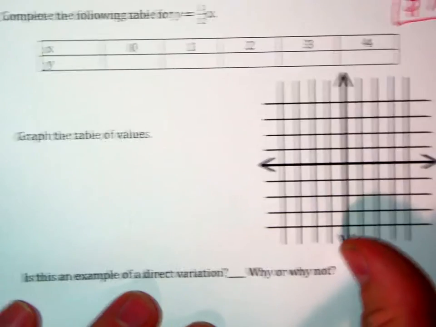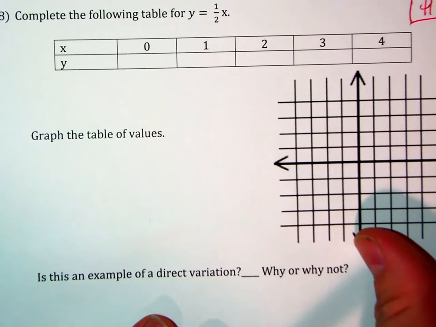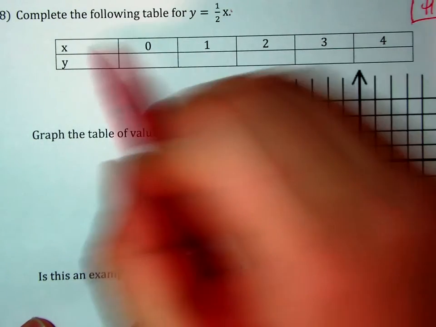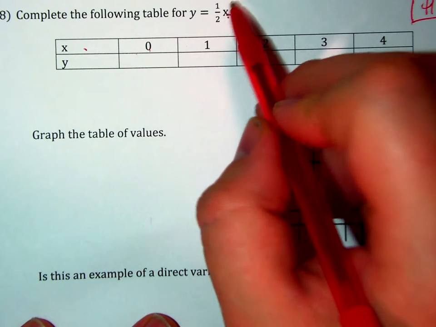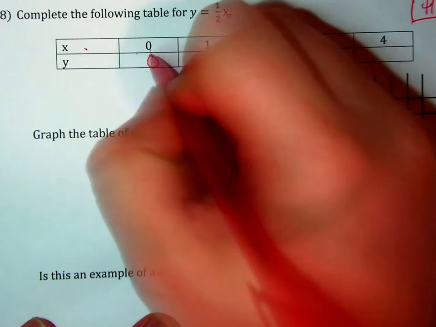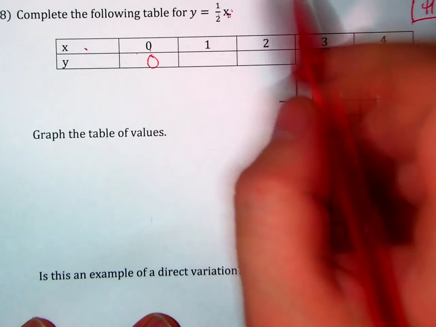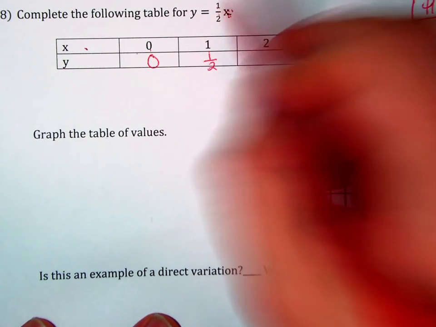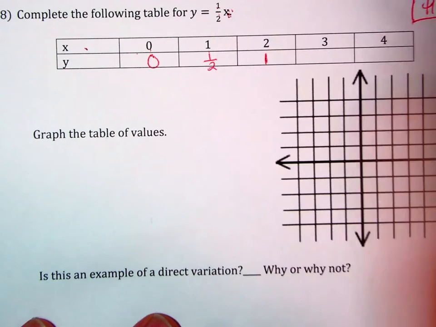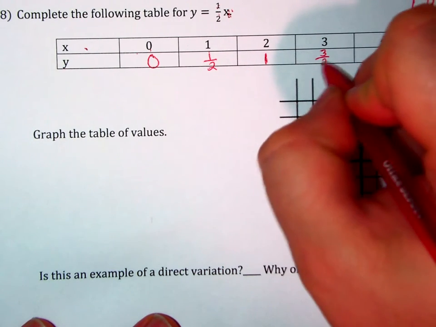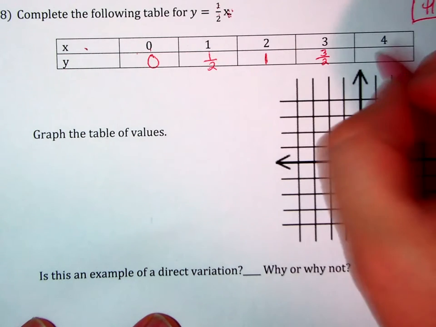Number 38. Complete the following table for y equals 1/2 x. All we're doing with this equation is plugging each of these x values in for x. So 0 would go in for x, and we would have 0 times 1/2. That's still going to equal 0. 1 times 1/2, well, that's going to equal 1/2. 2 times 1/2, that would equal 1. 3 times 1/2 would equal 3/2. 4 times 1/2 would equal 2.